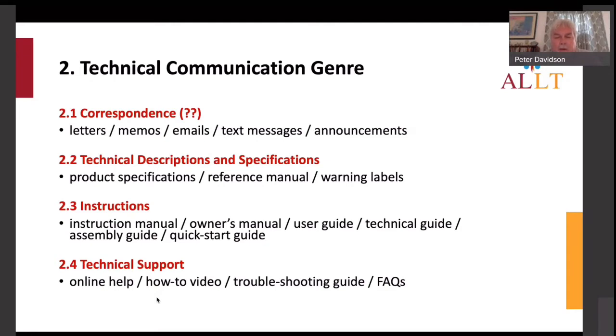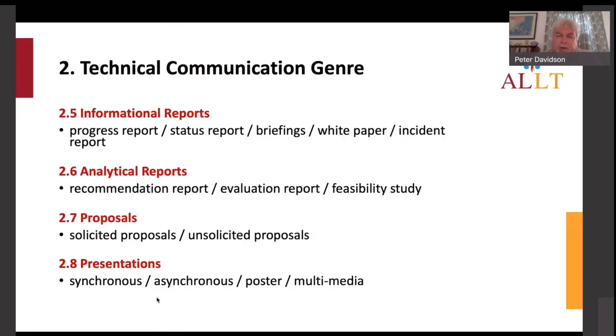Another area that we picked up on was technical support. So online help, when you're not quite sure how to do something and you're looking online for help, maybe watching a how-to video. And also troubleshooting guides and frequently asked questions. I think we've got a couple of examples of those coming up with Jamie. So all of that is technical communication.